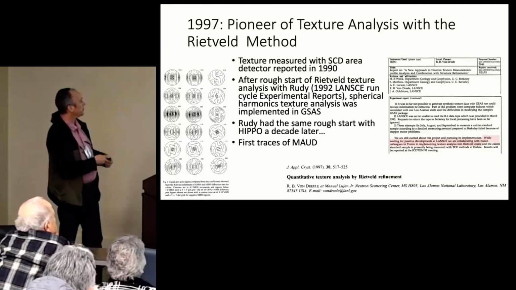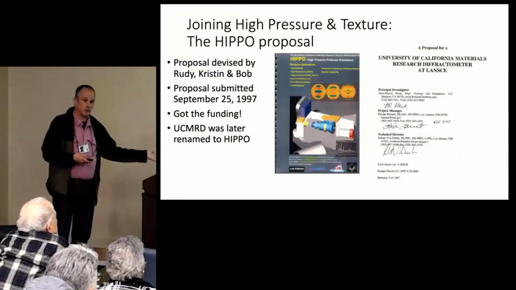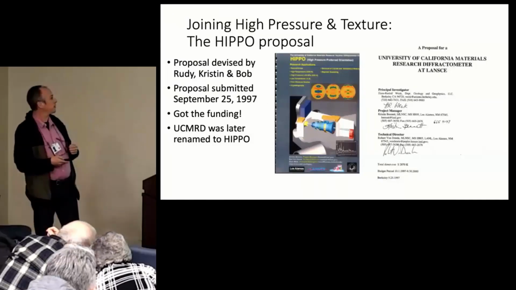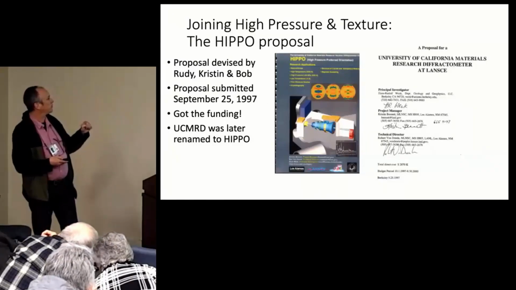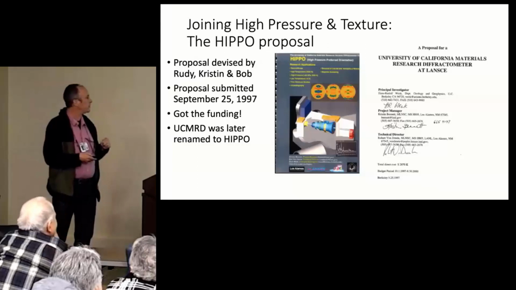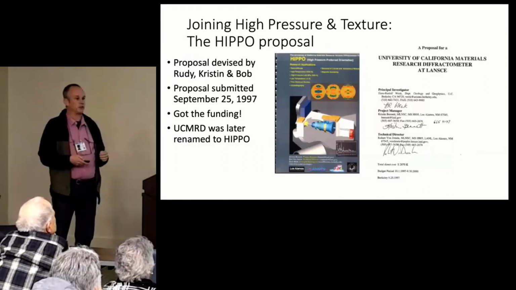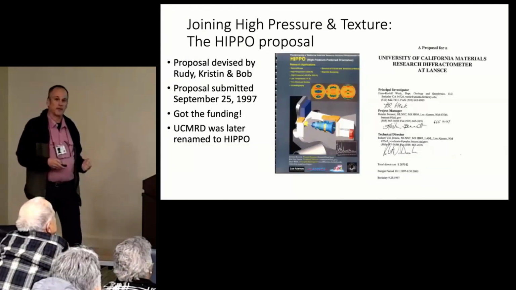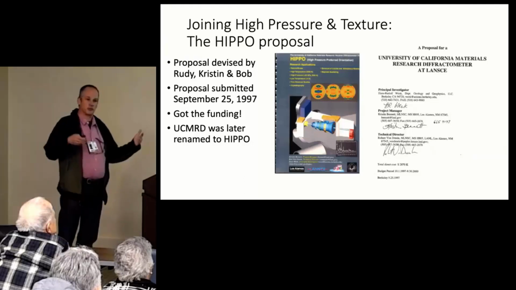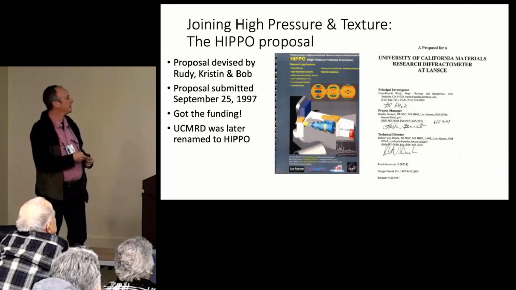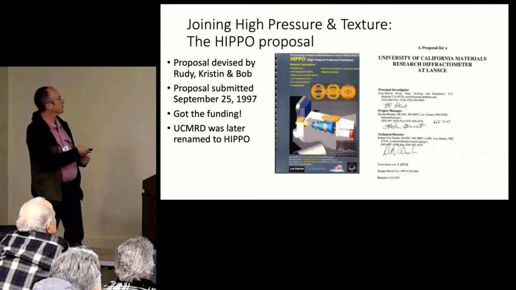So the high pressure and preferred orientation, of course, led to HIPPO. Then later, you saw this before, was submitted in 1997. And as Rudy mentioned, UCMRD was later renamed to HIPPO, which rolls off the tongue much easier. And you can do merchandising with it.